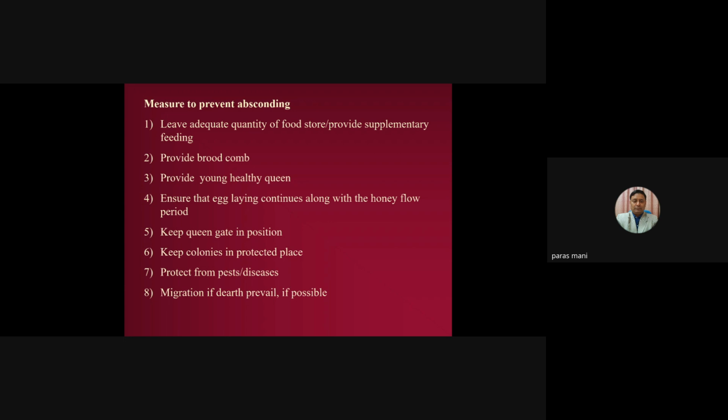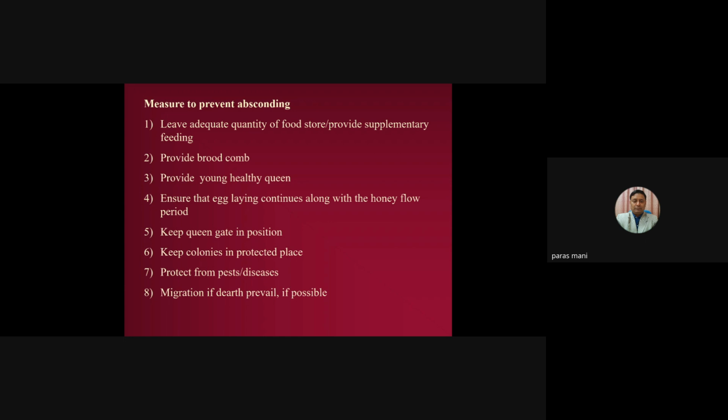improved. Now, provide a young, healthy queen. If the queen is absent, you have to provide a young, healthy queen. These queens can be taken from the cells with multiple queen cells. One of the queens can be transferred before its emergence to the colony where the queen is absent, and the queen can emerge in this cell only, in this colony itself.